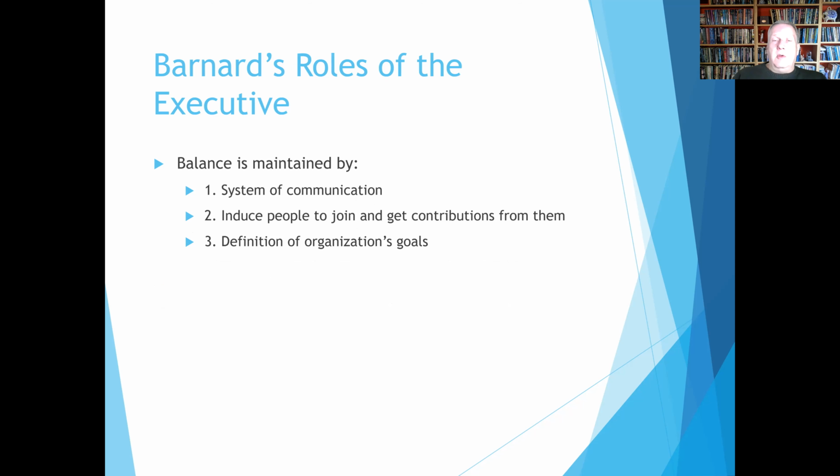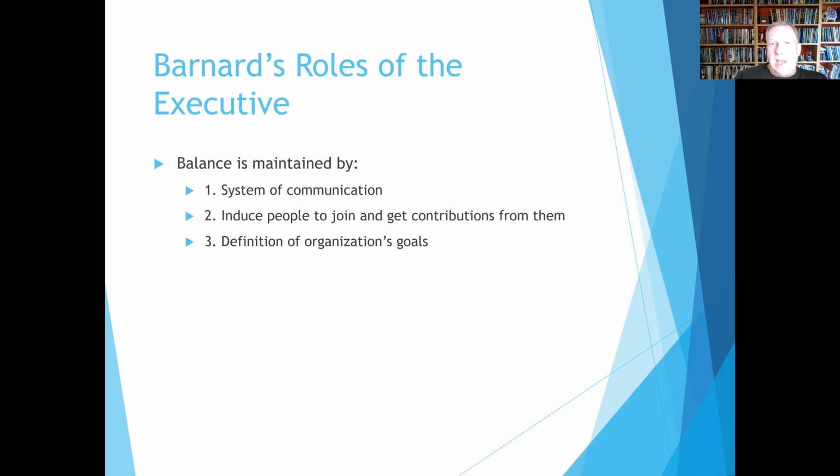So Barnard is arguing we're looking for this balance in our organization. So how do we find this balance? Well, we find this balance, number one, through a system of communication. That probably sounds kind of familiar to a Mary Parker Follett. We're looking for a system of communication.